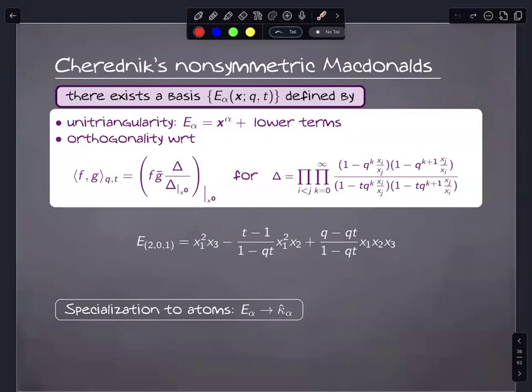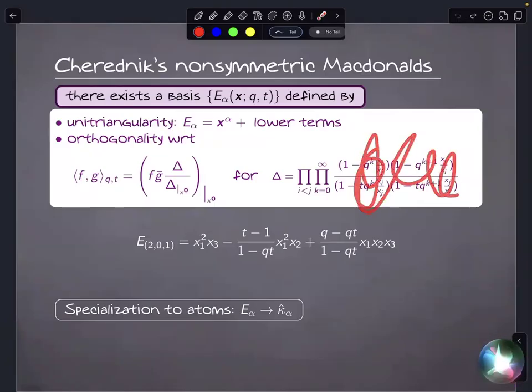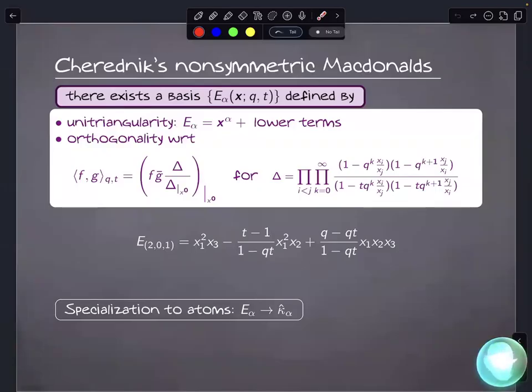So the non-symmetric Macdonalds are, well, actually Cherednik's, because they're defined using his operators, but whatever, we're going to think of them in the very same way that we think of Macdonalds and Schur functions, which is that they are unitriangularly related to monomials and orthogonal with respect to this scary inner product with q's and t's, just like before, that reduces to the other one when you take a limit of q goes to infinity and t goes to infinity.